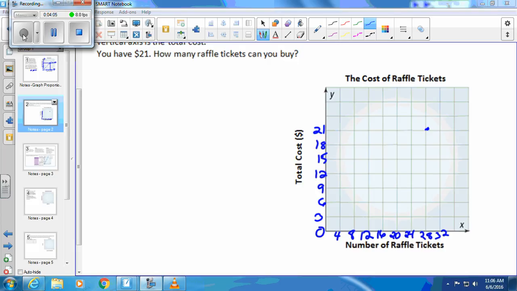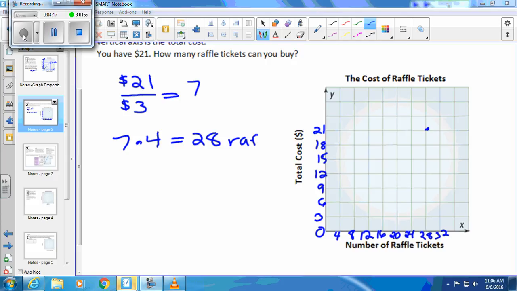If I have $21, I divide that by the $3 that it costs, and that gets me the bundle of 7. So 7 times 4 will get me 28 raffle tickets.